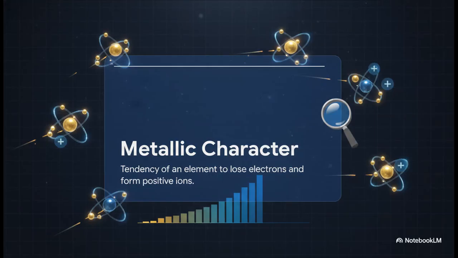Next is metallic character. This is the tendency of an element to lose electrons to form positive ions, or cations. Metals absolutely desperately want to shed those 1, 2, or 3 outer electrons so they can achieve a perfectly stable, noble gas-like configuration. And when they throw away a negative electron, they become positively charged.